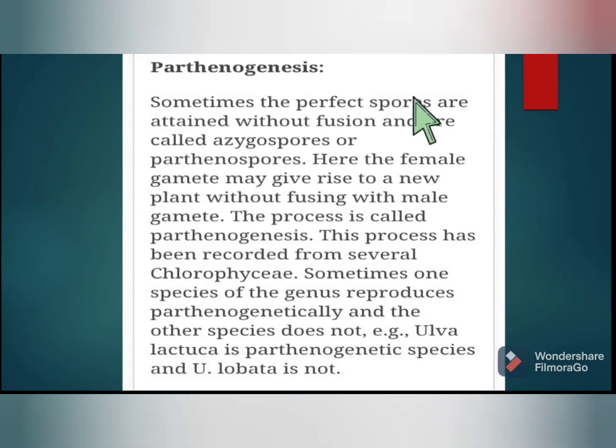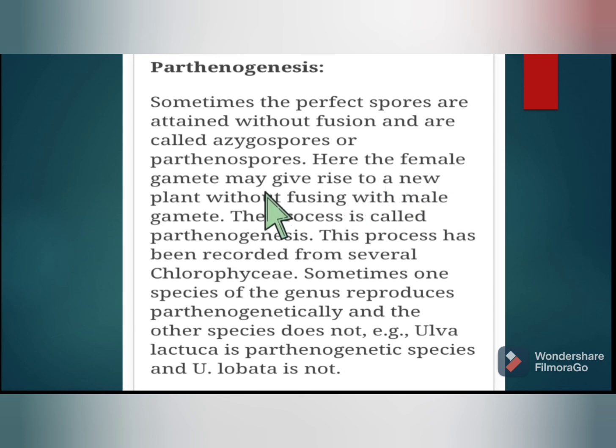Now we also have this one type here, that is parthenogenesis. Now what happens in parthenogenesis? Sometimes the perfect spores are attained without fusion. The male and the female gametes will not fuse together. So those spores are referred to as azygospores or parthenospores.